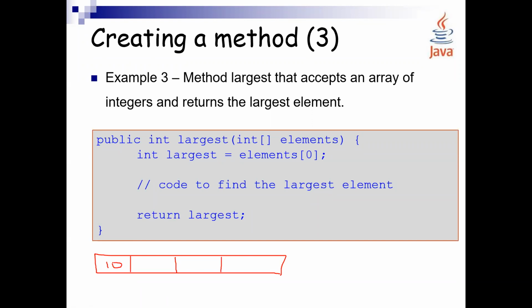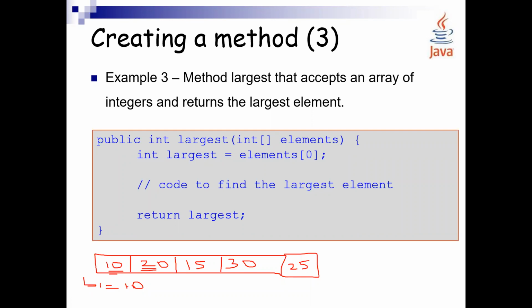Let's say you have 10, 20, 15, 30, and maybe 25. Initially, the biggest is equal to the first element, which is 10. Then for every iteration, you check all these elements. If this element is greater than this one, the biggest should become this element. Otherwise, it remains this one.